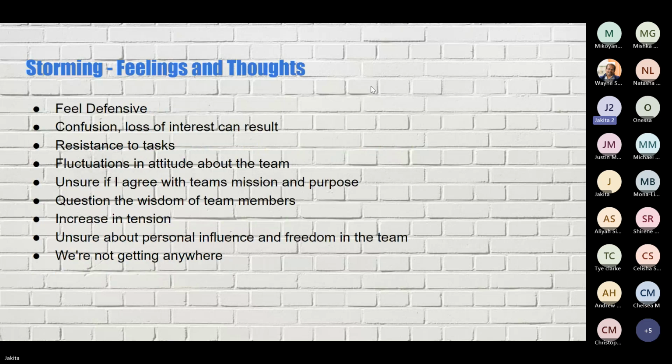And let me touch on some of the feelings and thoughts that may be exhibited during this particular stage of storming. It will be feelings of defensiveness, confusion, loss, not interested, resistance to tasks. There may be some fluctuations in attitude about the team itself, unsure if they agree with the proposed mission, questions of the wisdom of their team members. You may see an increase in tension, unsure about personal influence and freedom within the team, and feelings of we are not getting anywhere.